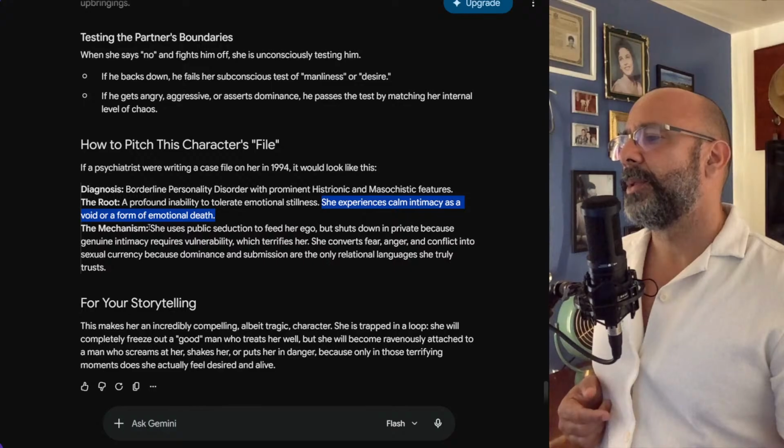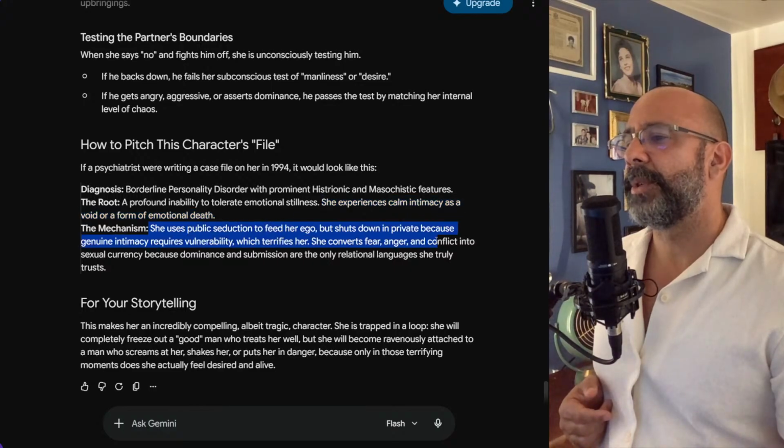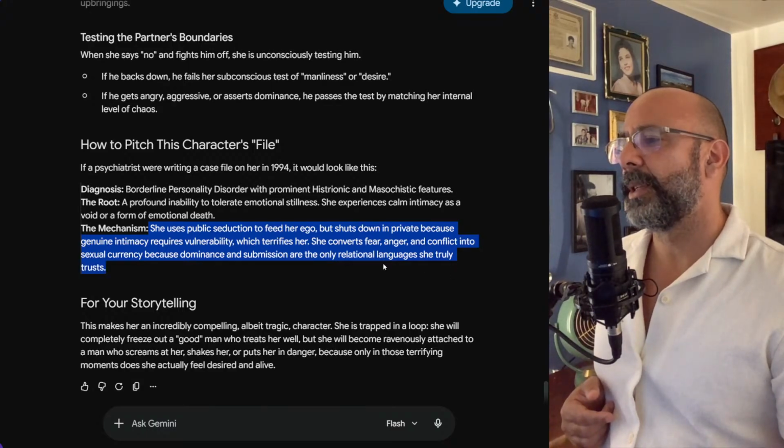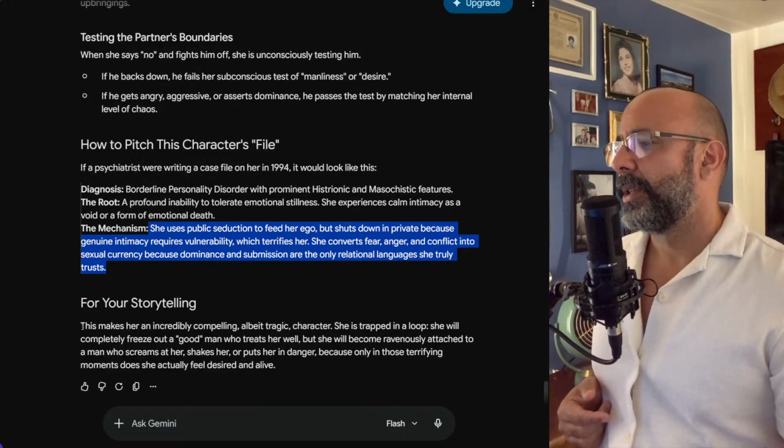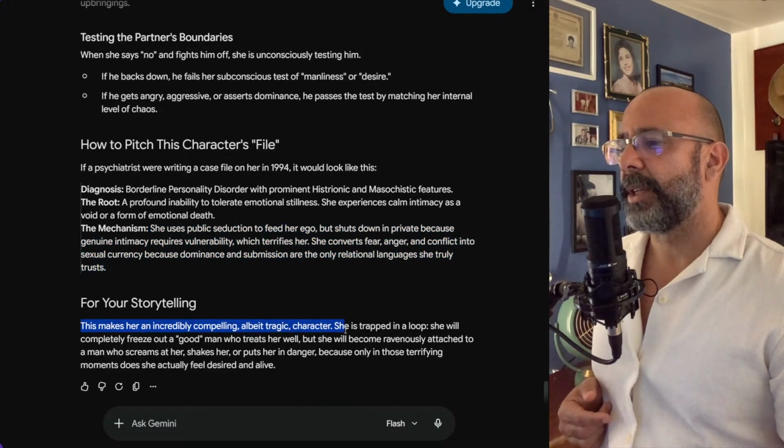The mechanism: she uses public seduction to feed her ego, but shuts down in private because genuine intimacy requires vulnerability, which terrifies her. She converts fear, anger, conflict into sexual currency because dominance and submission are the only relational languages she truly trusts. So this makes her incredibly compelling, albeit tragic character.